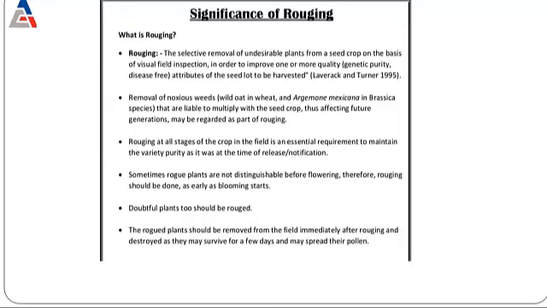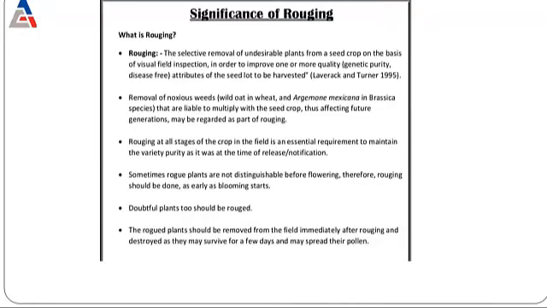Removal of noxious weeds, for example Argemone mexicana in brassica species, which are liable to multiply with the seed crop and thus affect future generations, may be regarded as part of roguing. Roguing at all stages of the crop in the field is an essential requirement to maintain varietal purity. Sometimes rogue plants are not distinguishable before flowering, therefore roguing should be done as early as blooming starts. Doubtful plants should be rogued, meaning removed.